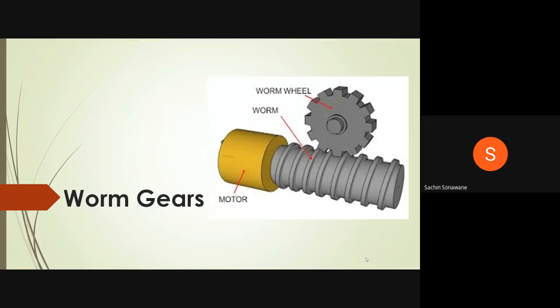Today we will start the worm gear chapter. Up till now we have completed four chapters: first was spur gear and helical gear, second was pressure vessels, third was statistical considerations in design engineering, fourth was bevel gear. Now fifth is worm gears.